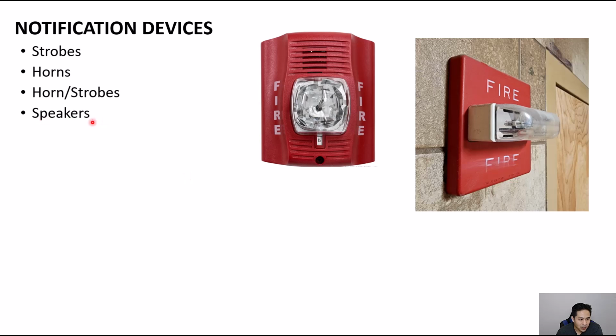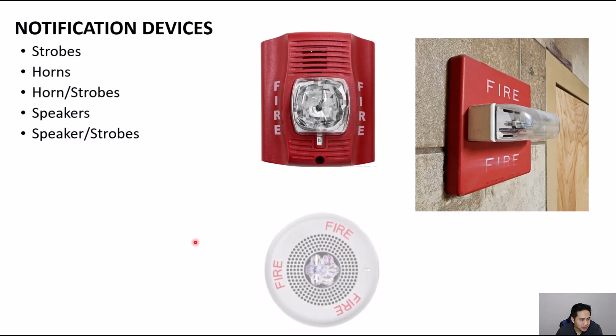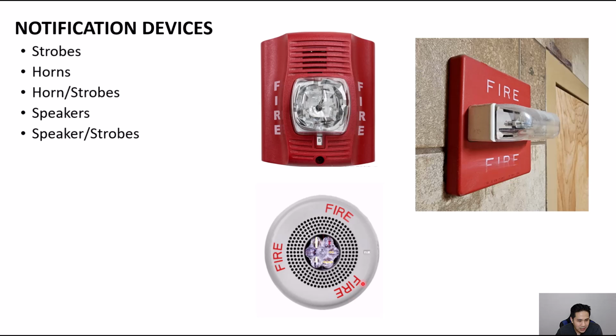You can also have speakers. So this can actually be a speaker rather than just a horn that would activate a beep. So it's like a beeping tone. If you have speakers, it would activate a voice alarm, which will be pre-recorded, or sometimes it can be a live voice message. You can have speaker strobes similar to this. And you can have a ceiling mounted type speaker strobe or a horn strobe that will basically look something like this.